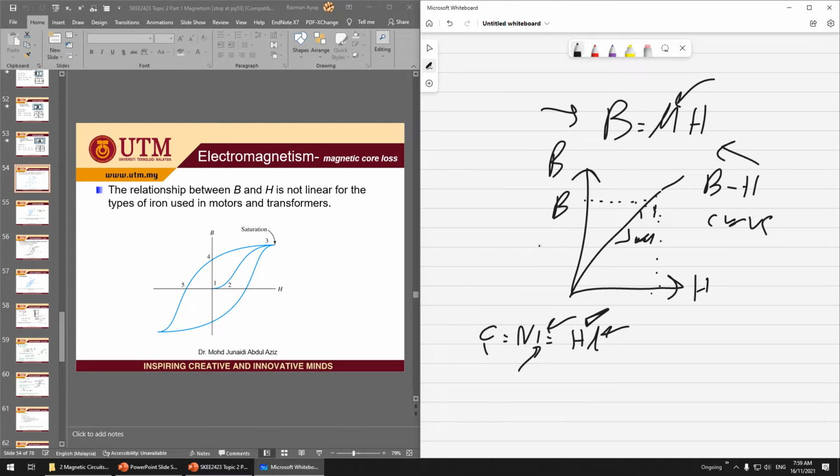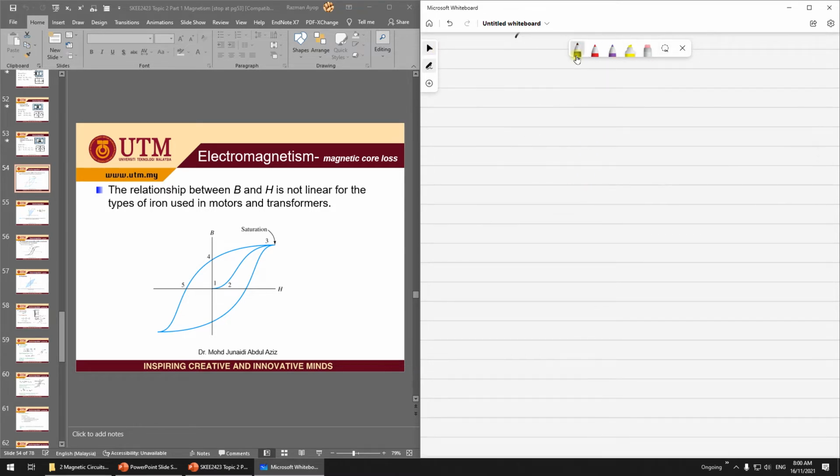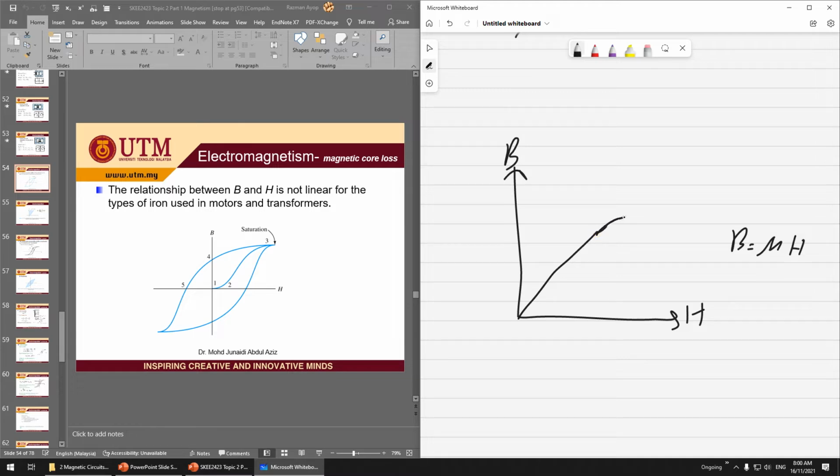In reality, it does not look like this. This is B, this is H. At the beginning, it looks like a straight line, a linear equation, which is B equals mu H. But after you increase the current too much, it will go something like this. This is called saturated.